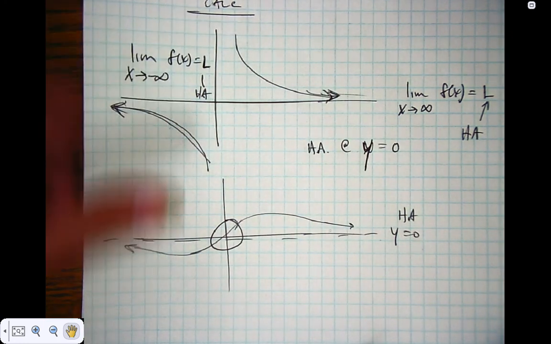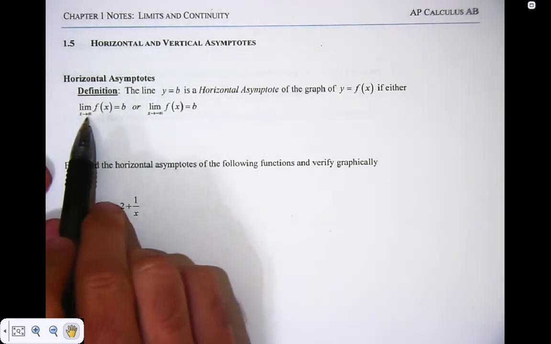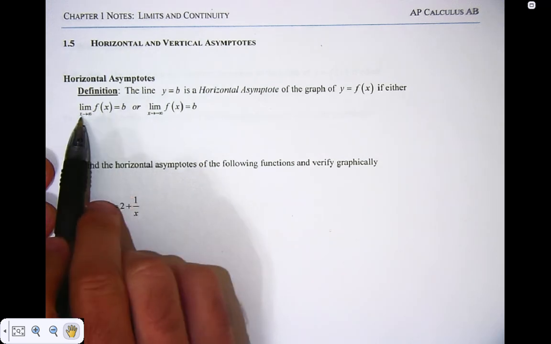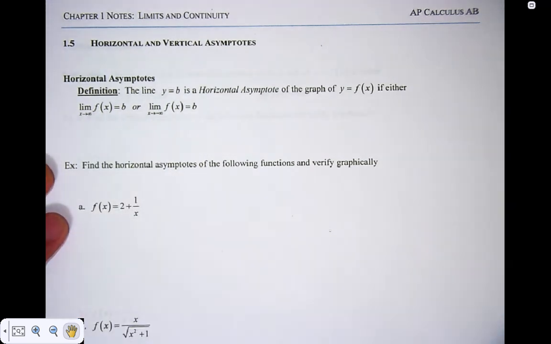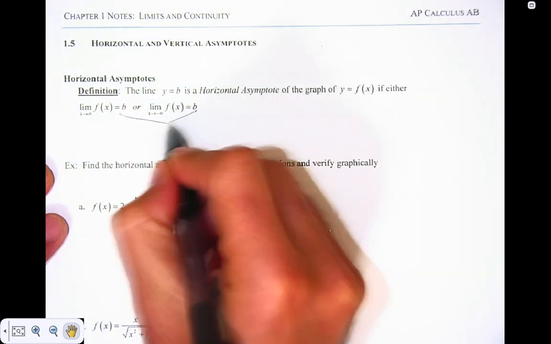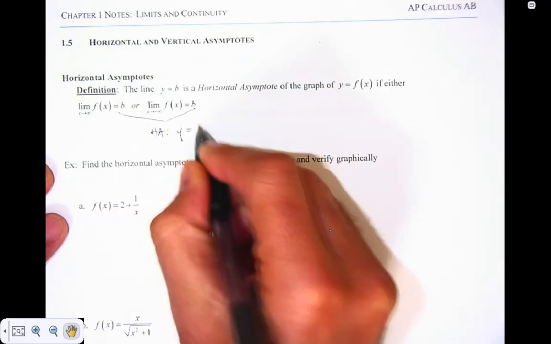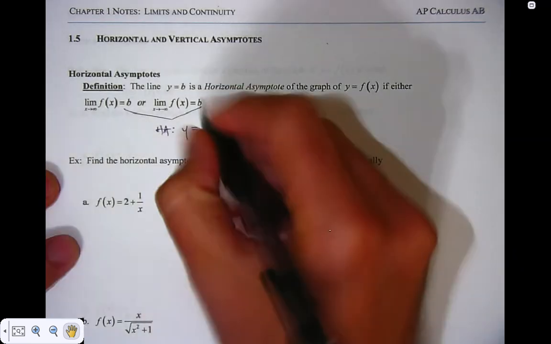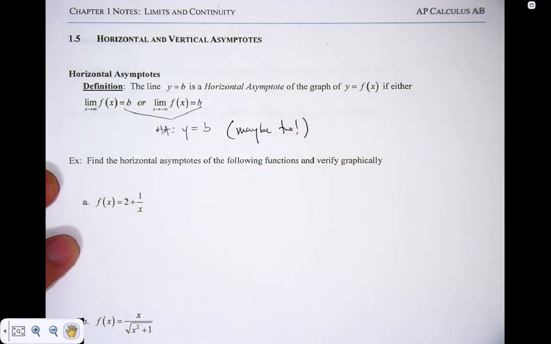To formalize that, what we have right up here is the definition of a horizontal asymptote. You need to take the limit of the function as you go to infinity and as you go to negative infinity, and analyze what's happening. If you get a number, your horizontal asymptote would be y equals that b value, and there could be more than one. So maybe two. Be careful.